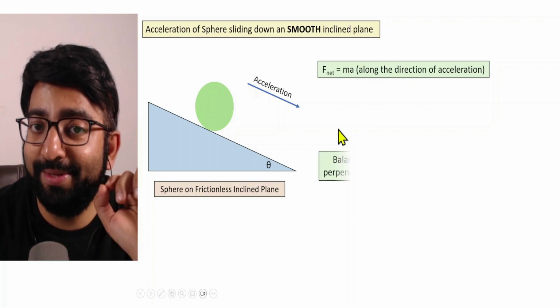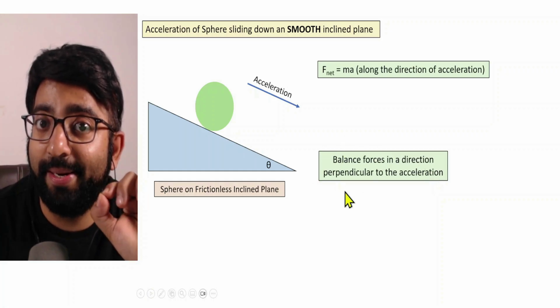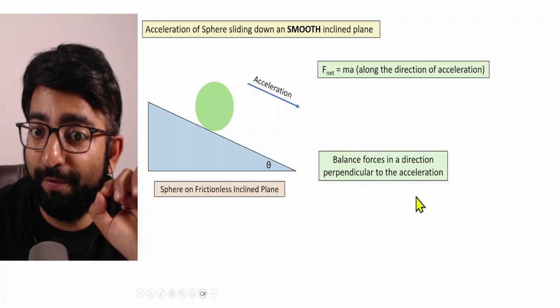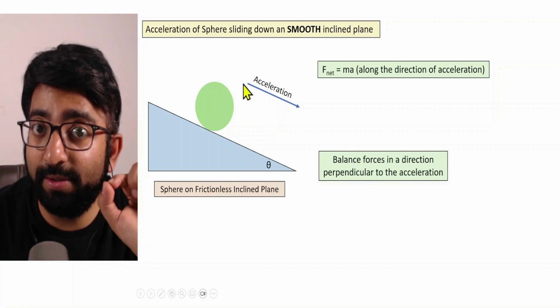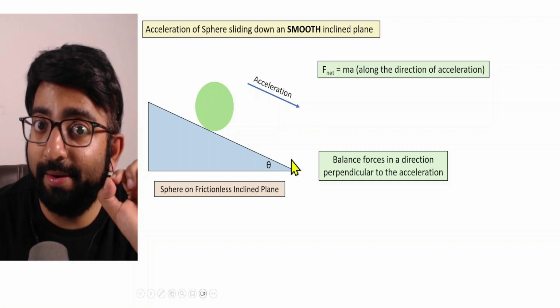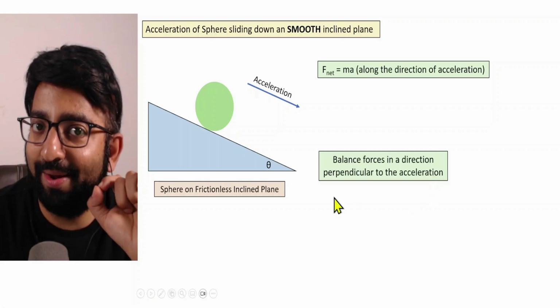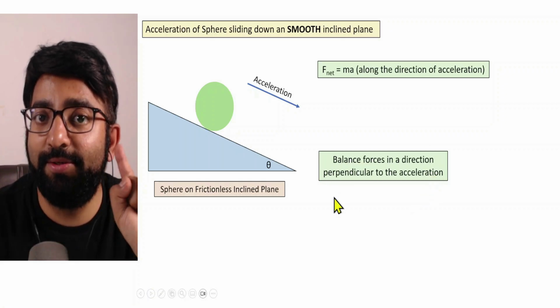And there is a step two, and the step two is we will balance forces in a direction which is perpendicular to the acceleration. What do we mean by that? Acceleration is along the incline, which means the sphere is moving along the incline. That is why the net force is also along the incline. What exactly does this mean? We have discussed this in chapter 2.